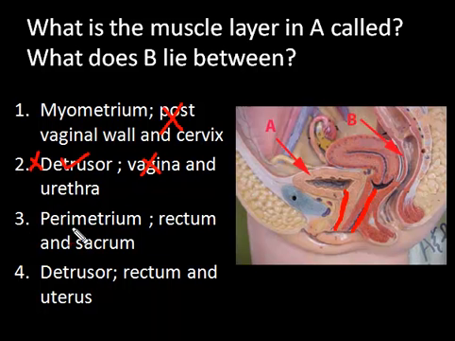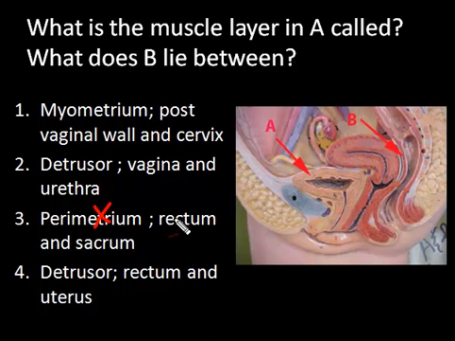The third says perimetrium. Perimetrium is the outer layer of the uterus, this outermost connective tissue layer of the uterus. The inner layer is called endometrium, the middle or muscle layer is called myometrium, and the outermost is called perimetrium. So the arrow is not pointing to the perimetrium, so this is wrong.